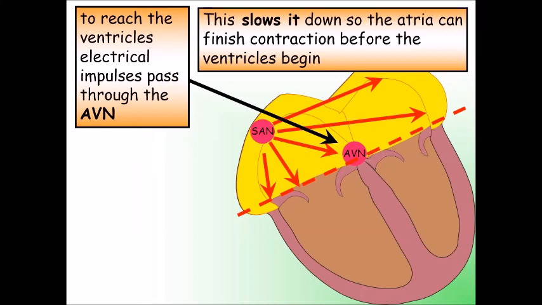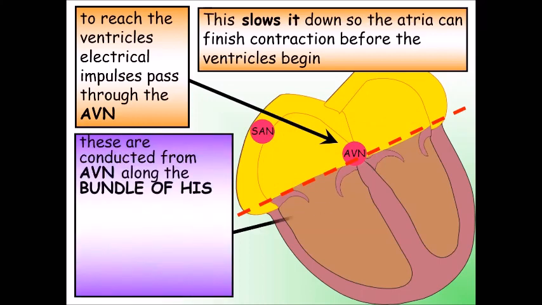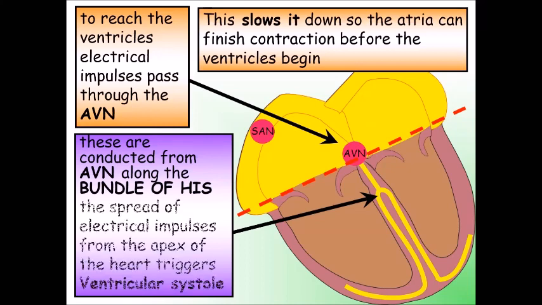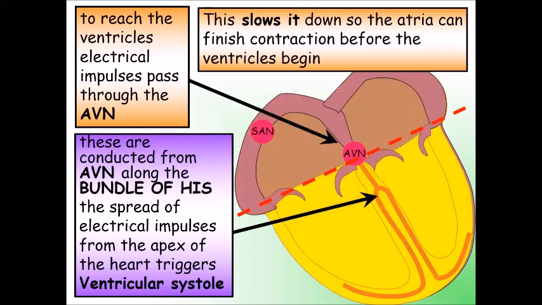After it's passed through the AVN, the impulse is then transmitted down the bundle of His. It's contained within that. It does not effectively permeate into the tissue there. It only does that when it reaches the apex, where it then causes contraction from the apex upwards, effectively pushing all the blood out, as mentioned before. I like to think of this as like if you squeeze a tube of toothpaste from the bottom upwards, all the toothpaste comes out in one go. It's exactly the same with the blood in the heart. You want to get it all out in one squeeze effectively.